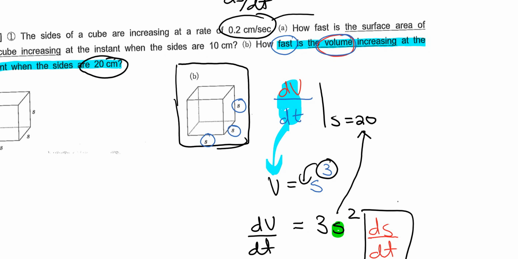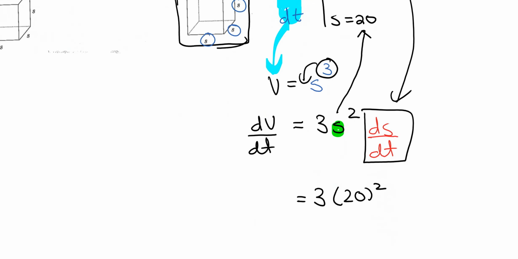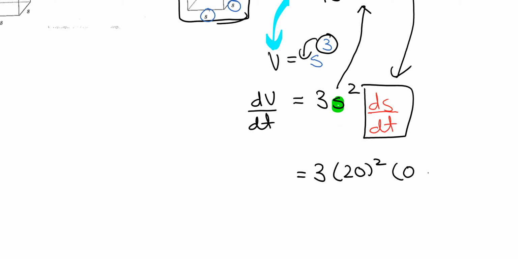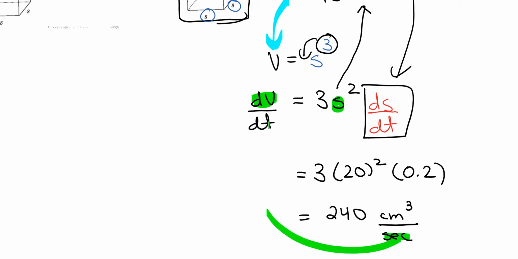So I just need to plug that into my formula here to finish this off. So this is going to be times 0.2. And if you go to your calculator, that would give you 240 centimeters. Now remember, you're dealing with volume, so it's centimeters cubed divided by time, which in this case is seconds. So seconds is in the denominator there. So 240 centimeters cubed per second.